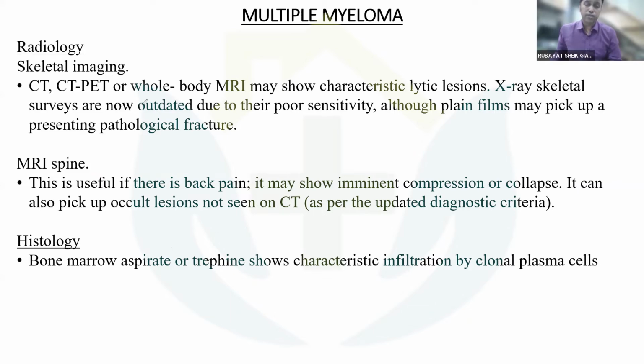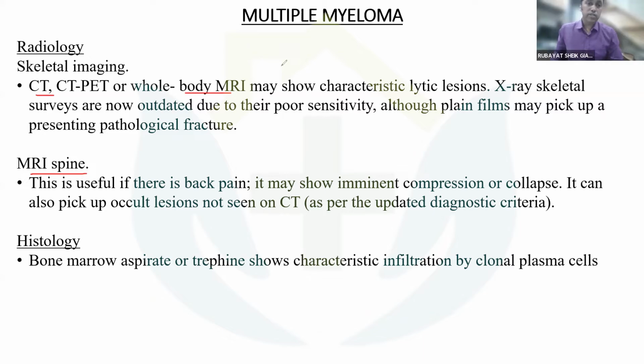You can do, usually a skull X-ray used to be done, or you can do X-ray of the vertebra to look for any vertebral lytic lesions. But nowadays, CT scan and MRI are preferred because of the high sensitivity. An MRI spine is usually done. You might find a lytic lesion anywhere. But traditionally, an X-ray skull used to be done where the skull used to show lytic lesions.